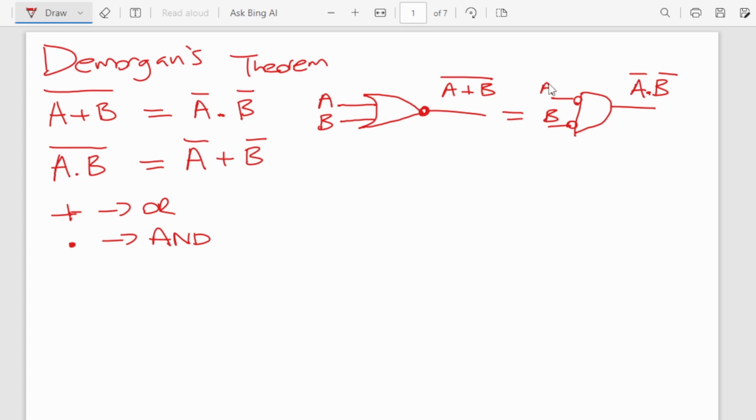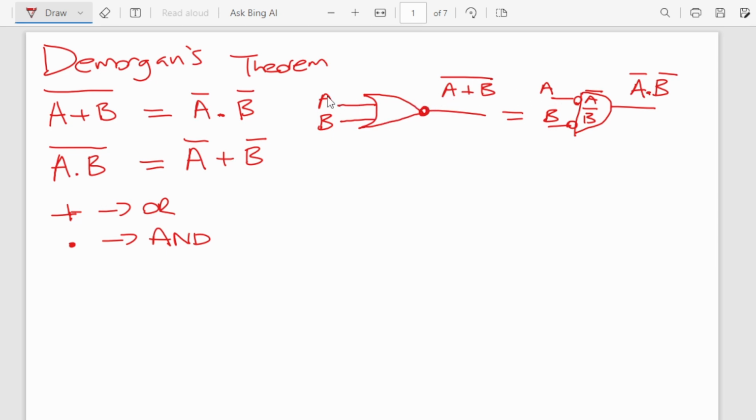Again, you have A outside here. It goes through the inverter. After the inverter, what do we have? We have A bar. B goes through the inverter. After the inverter, we have the opposite of B, which is B bar. And of course, they are ANDed together with the dot, and that's how you have your output right here.